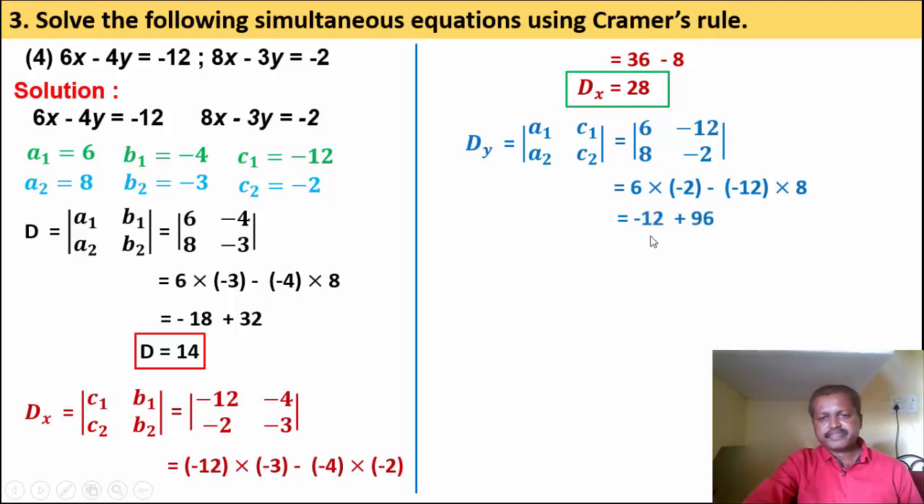So right here -12 plus 96. Now simplify this, -12 plus 96, so you get 84. So this is value for dy.